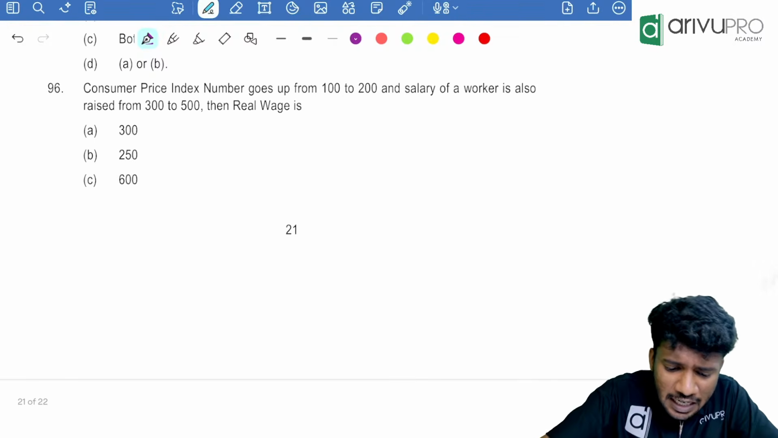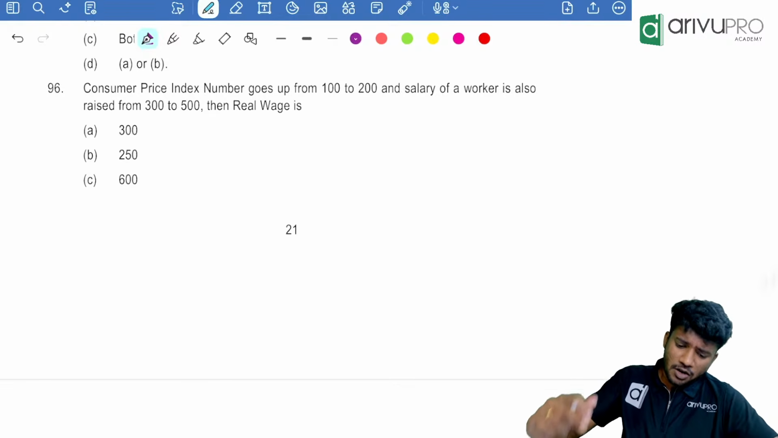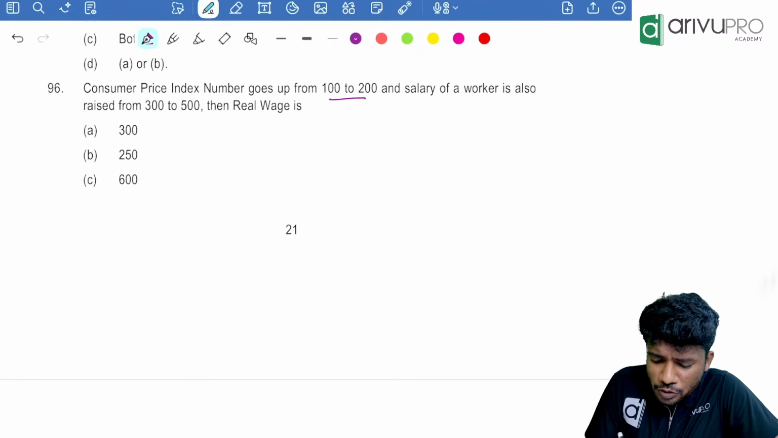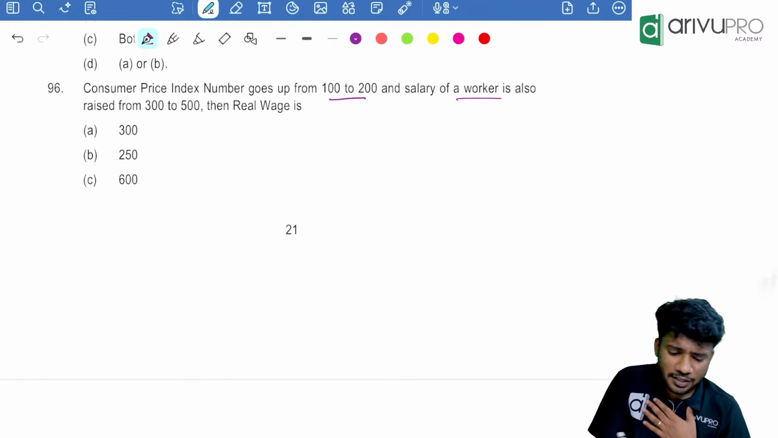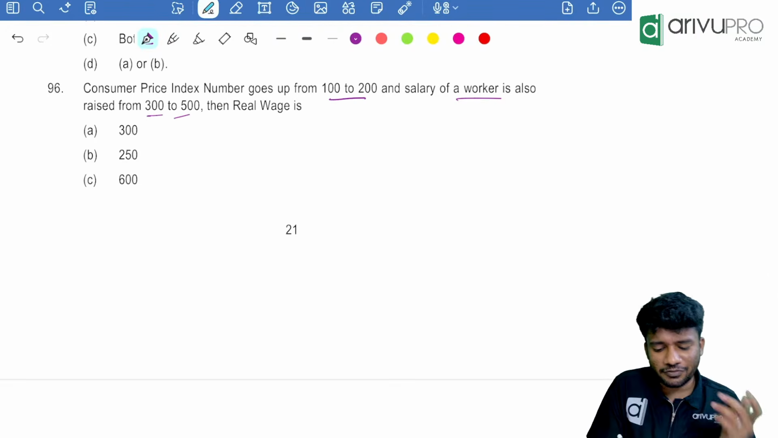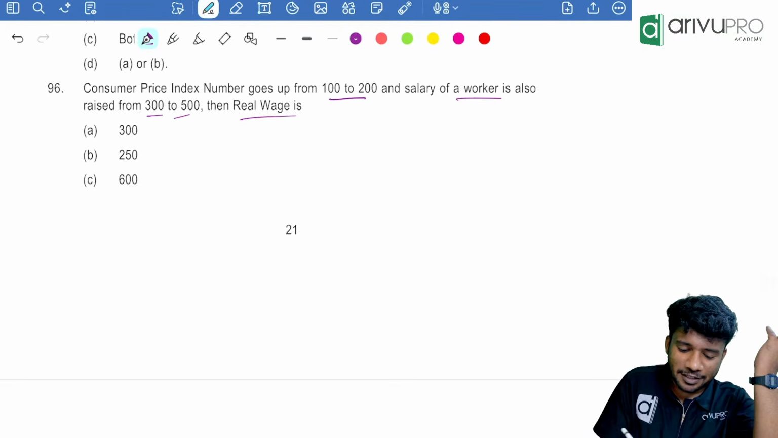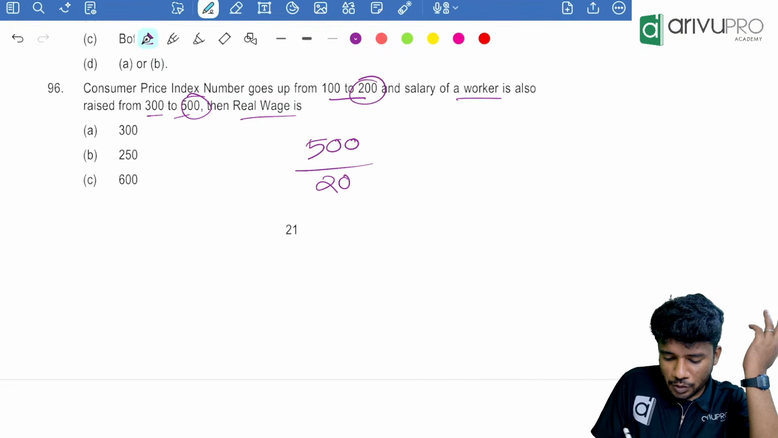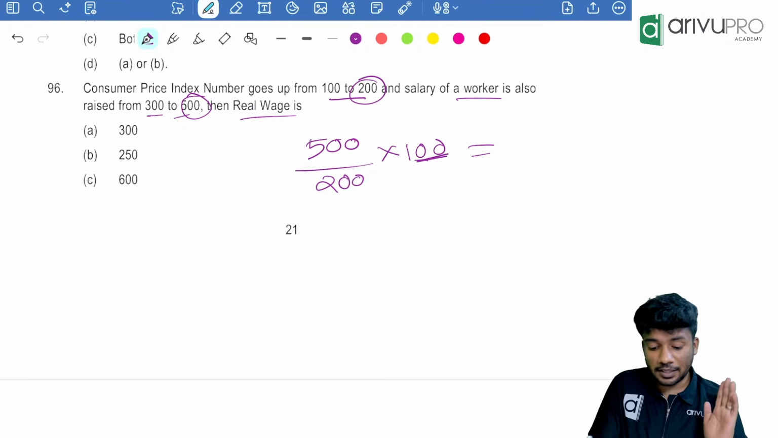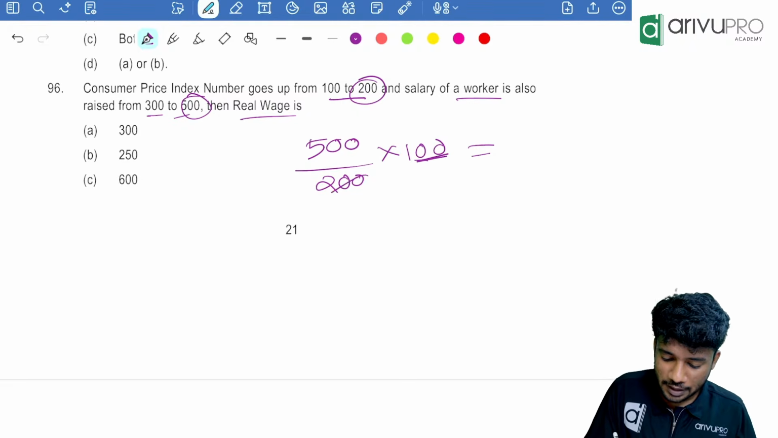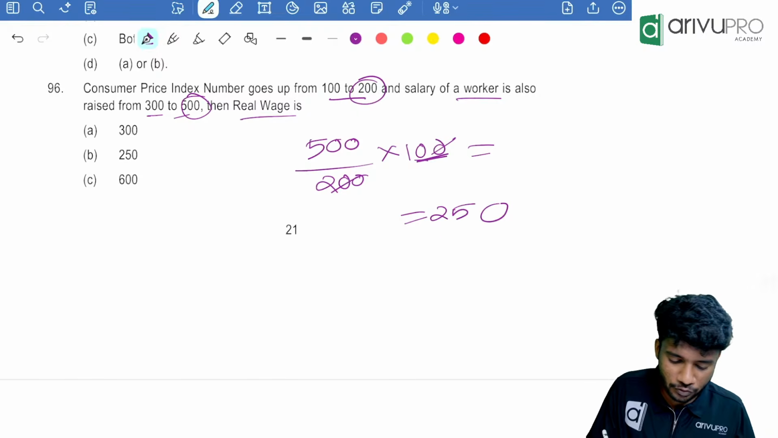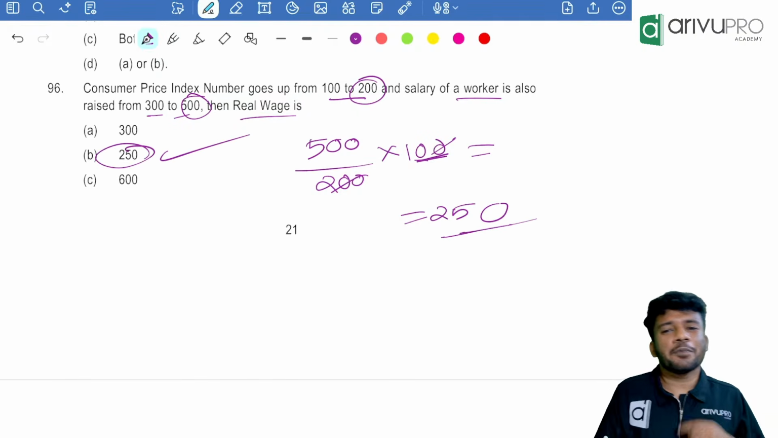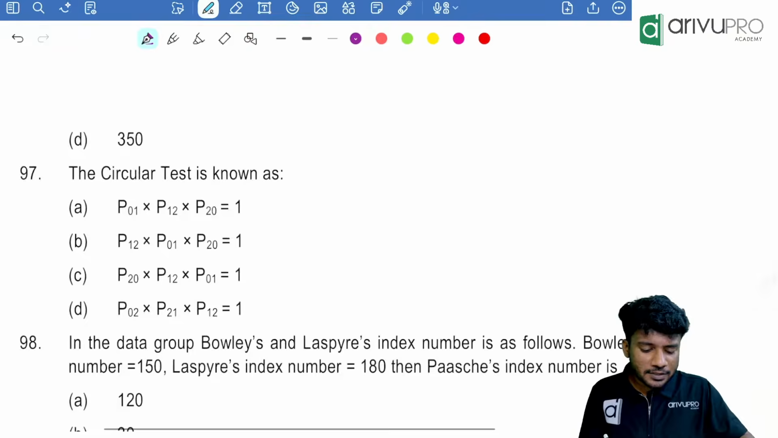Then consumer price index goes up from 100 to 200 and salary of worker is also raised from 300 to 500. Then the real wage is how much? Very easy, people. 500 divided by 200 into 100, base year. Base year index is 100. So how much is it, people? Cancel, which is equal to 250 is the real wage. Option B. Next one, people, circular test.